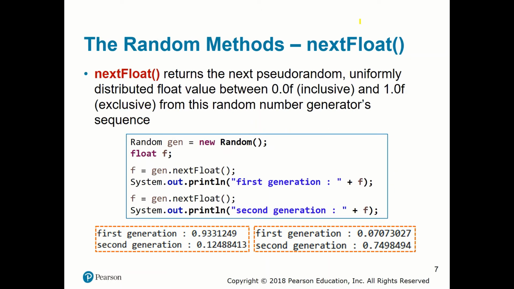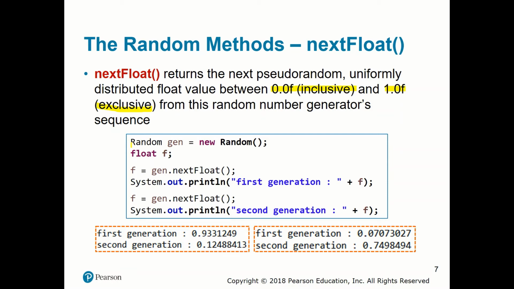The nextFloat method returns the next pseudorandom, uniformly distributed float value between 0.0 inclusive and 1.0 exclusive from this random number generator's sequence. So this is important: 0 is inclusive and 1.0 is not inclusive. So you cannot get 1.0.